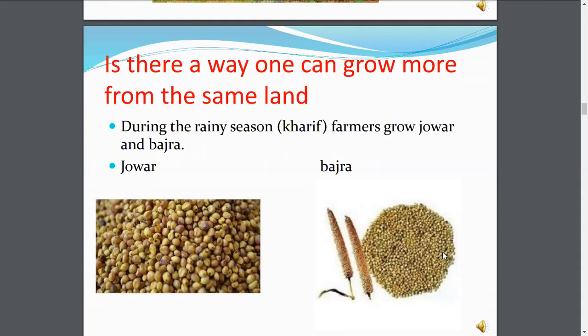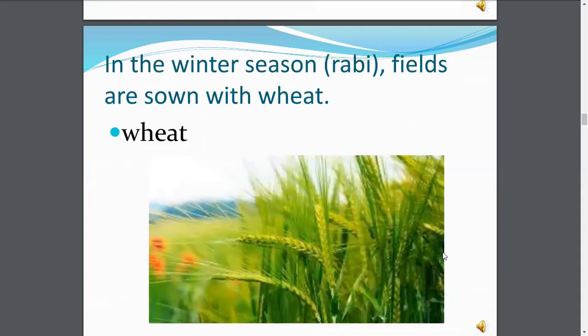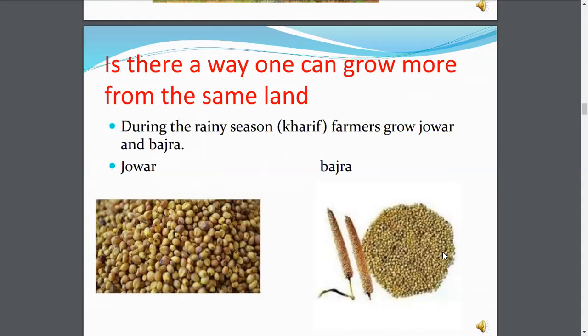So here, what's seen on the slide is: is there a way one can grow more from the same land? During the rainy season, Kharif, farmers grow jowar and bajra. That means during Kharif season, or during the rainy season, the farmers grow jowar and bajra. Now in winter season, that is Rabi season, fields are sown with wheat. It may be the same land where bajra and jowar has also been grown. In the next season, they have removed that crop and cultivated wheat. It's not that only jowar is cultivated.